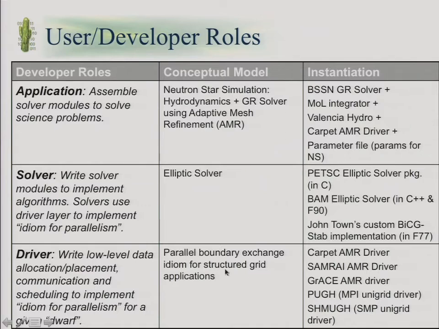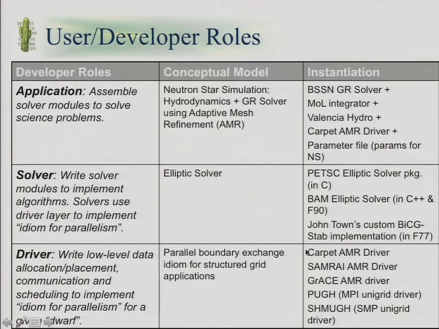So we have everything from John Towns's custom BiCGStab that he wrote for the CM5 to the full PETSc elliptic solver package. All of these, though, have exactly the same interface and are interchangeable when you plug them into the framework after we wrap them for the framework. And at the driver layer, we have parallel boundary exchange for block structured grids. And so that's the low-level communication and data layout choices. And there, again, those are all plugins too.